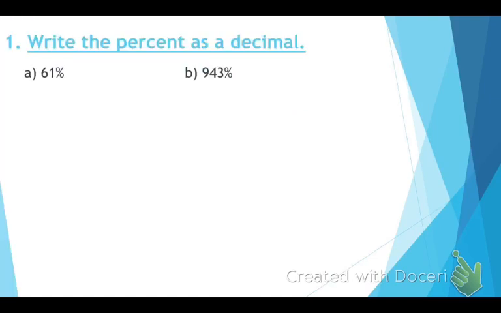The first thing I want you to remember how to do is to write the percent as a decimal. Where is the imaginary decimal on the 61% class? In front of the percent. Okay, it's at the very end of the number, right in front of the percent sign. So in order to turn that to a decimal, what do I need to do? Move it twice to the left. And what's my answer? 0.61. Very good.